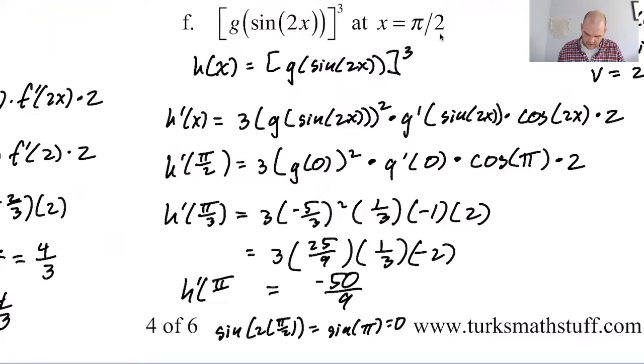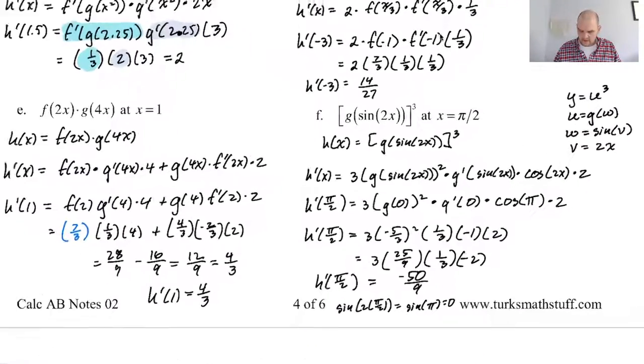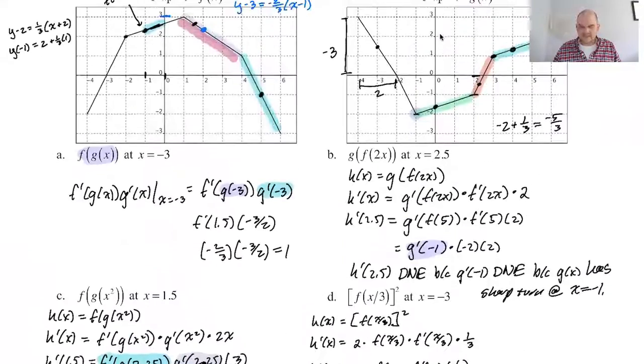So that's h prime of pi over 3, which is not pi over 3. I don't know why I'm writing that. It's pi over 2, which I used all the way through. I just started saying things are over 3 at some point and kind of went with it. All right. Whew. That's that, I think.